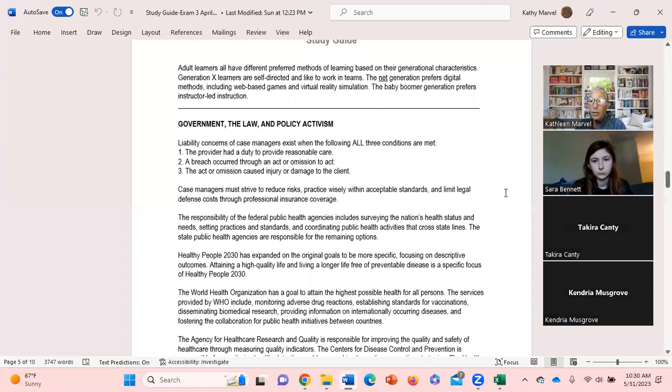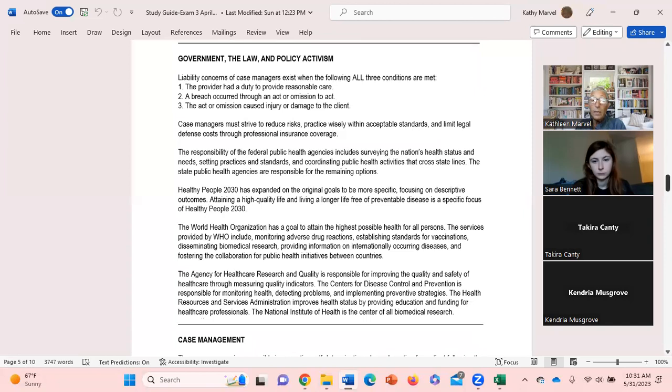Okay, so have a look at this section about how the government, the law, and policies affect community or public health nursing. And please have a look in this chapter at the Healthy People 2030 objectives. You also need to be familiar with the World Health Organization, and what their goal is. Their goal is to attain the highest possible health for everybody. This paragraph talks about the services provided by the World Health Organization. You've got to know these. You're going to get asked about this.